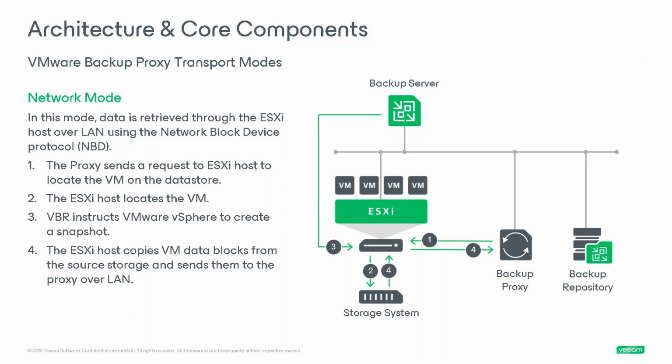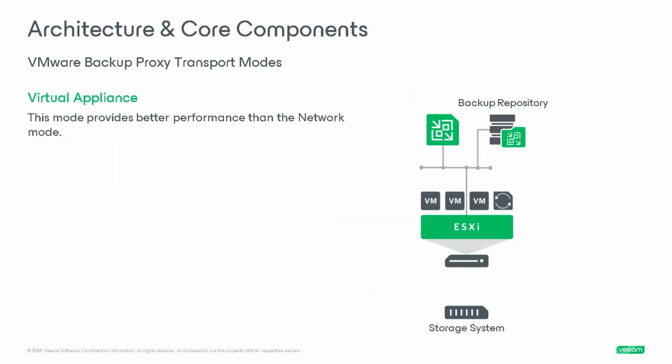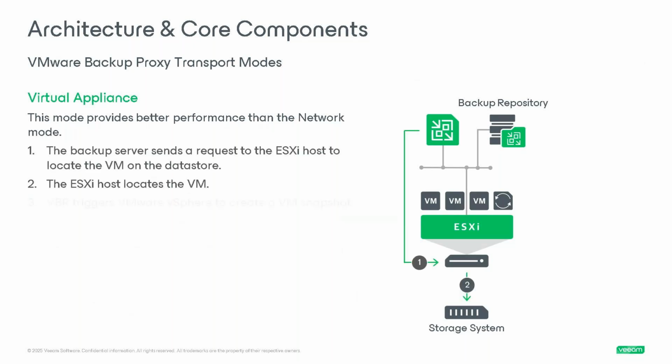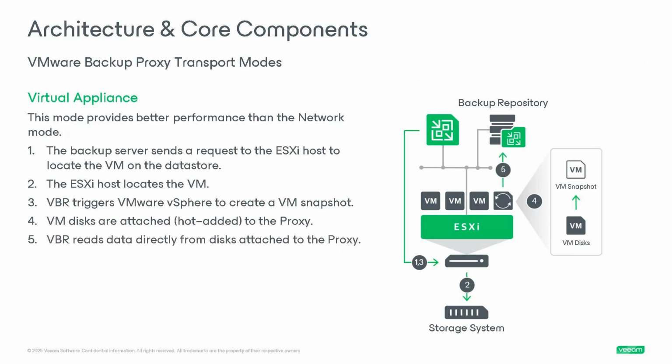But one way to speed that up if it is an issue is to use the hot add or virtual appliance mode. This would be the next transport mode up in terms of performance increase, so better than network mode. It does require that you have a VM on the host of the VM that you're backing up, and it must have access to the same data store as the VM. That's the idea of the virtual appliance hot add. It sends a similar process, but once the snapshot is created, the disk is hot added to the proxy. VBR reads the data directly from the hot added disk that's attached to the proxy.